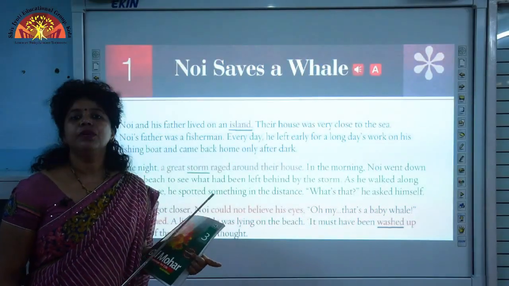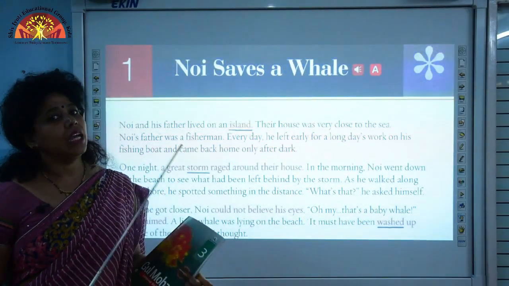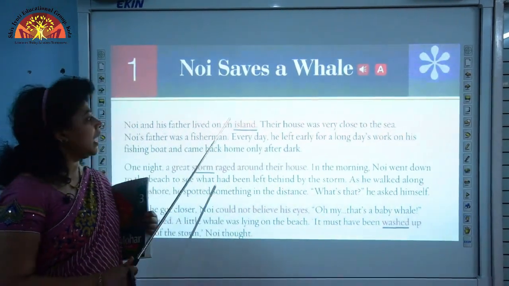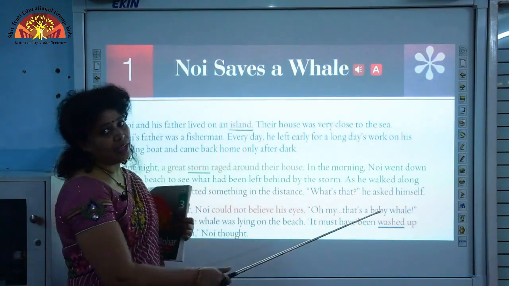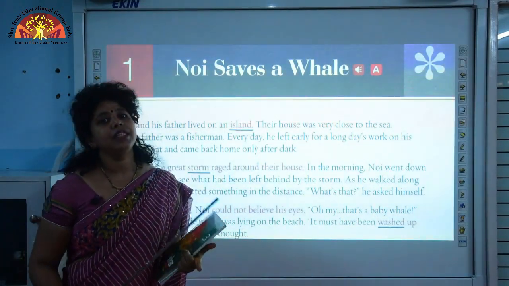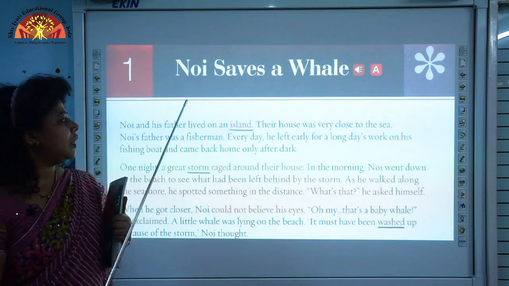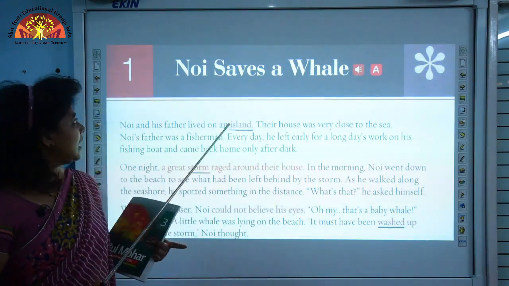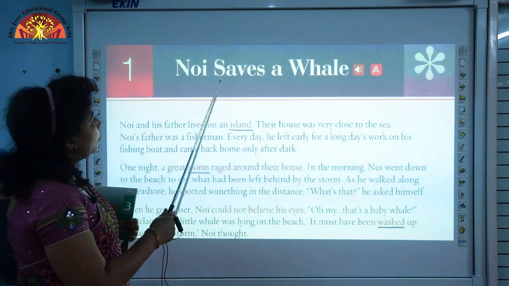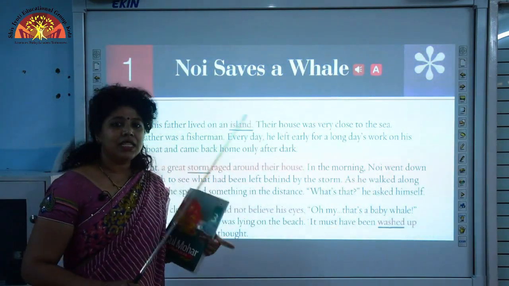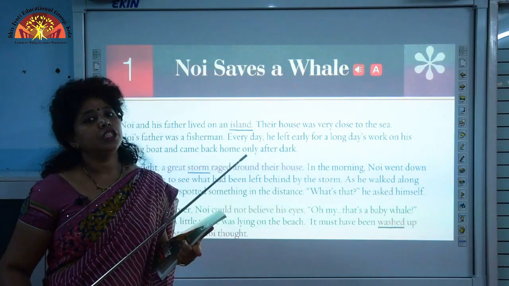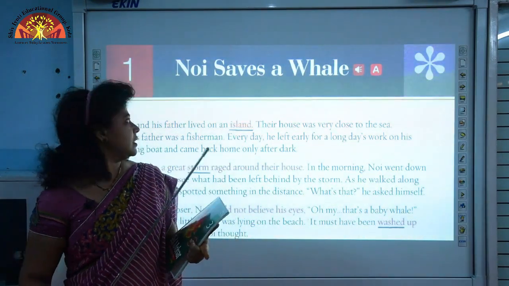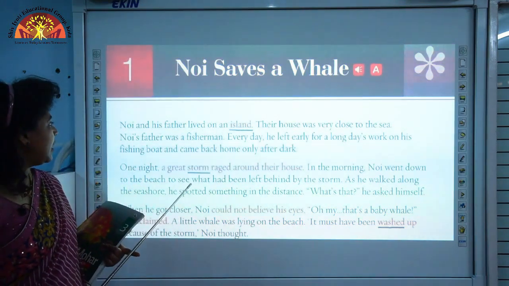So children, before we start with this chapter, I request all of you to take out your pencil and a ruler to underline your new words. Okay? So please keep your pencil and a ruler ready to underline your new words. So let's start with the reading of this chapter. Chapter 1, Noe Saves a Whale. So this chapter is an adaptation from the book The Storm Whale written by Benji Davis. Okay? So let's start with the chapter.